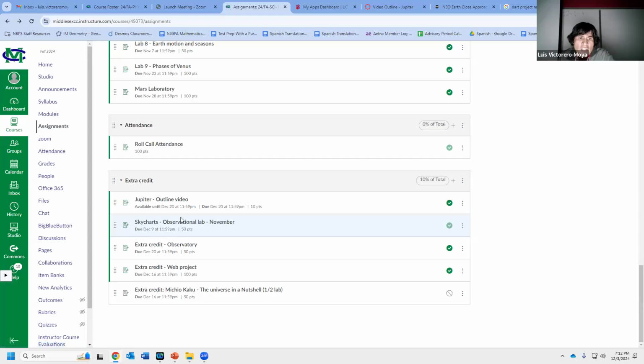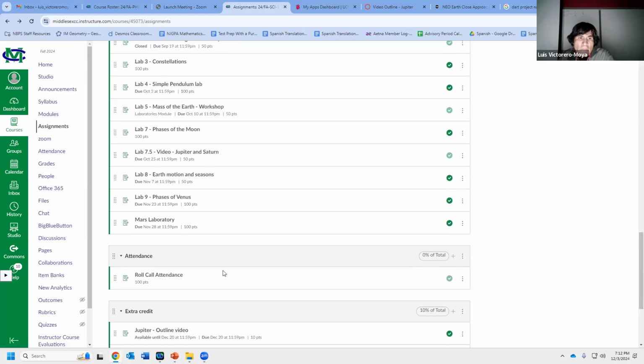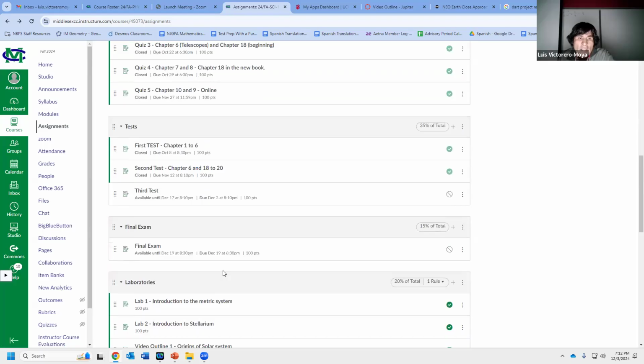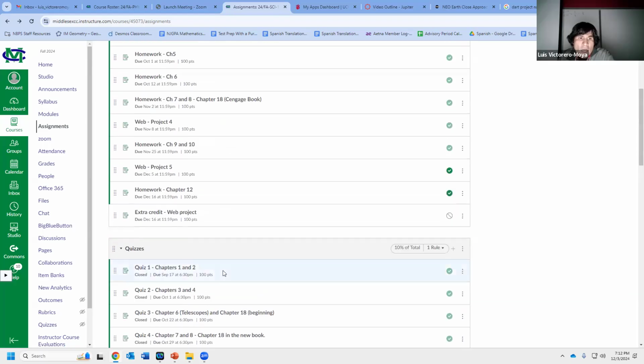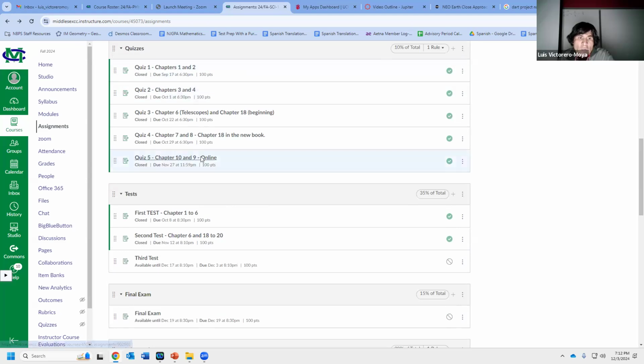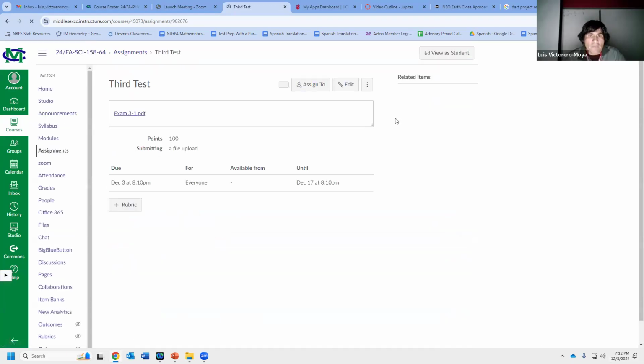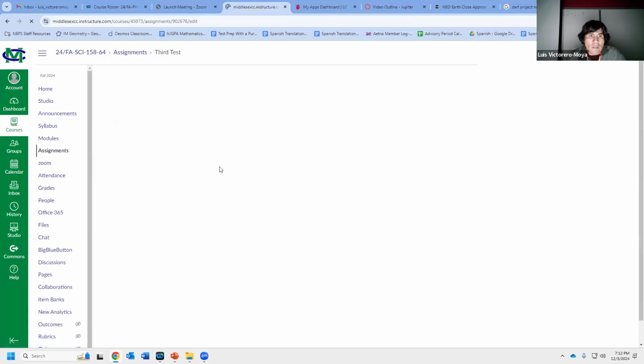This is the sky charts, guys. Try to do it. And if any of you guys go to an observatory, please make sure you submit, right? I will give you points for this. Other than that, we're basically done with assignments and labs. Quizzes as well. We just have the third exam and the final exam. So remember, the third exam is this Thursday.